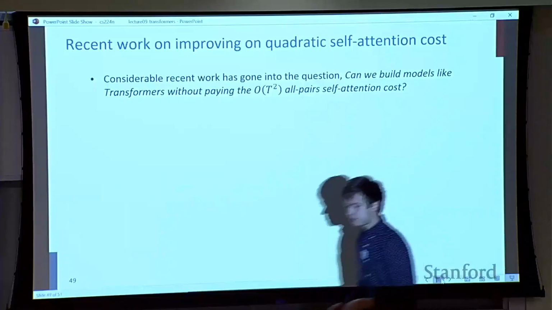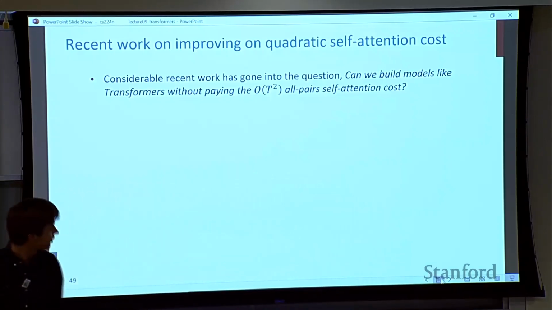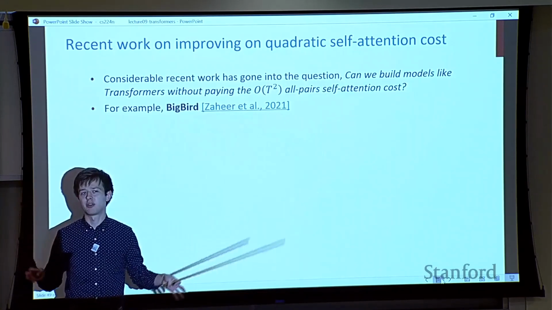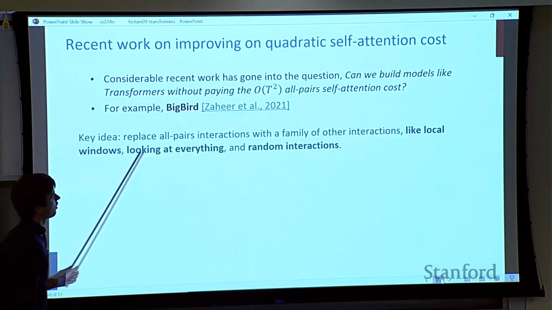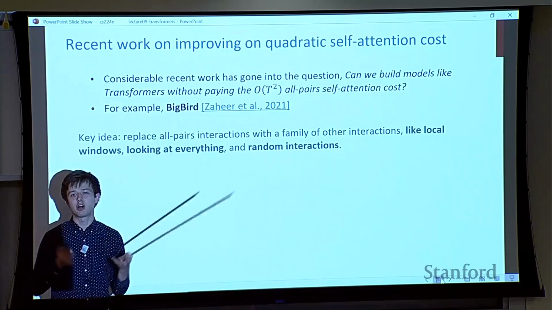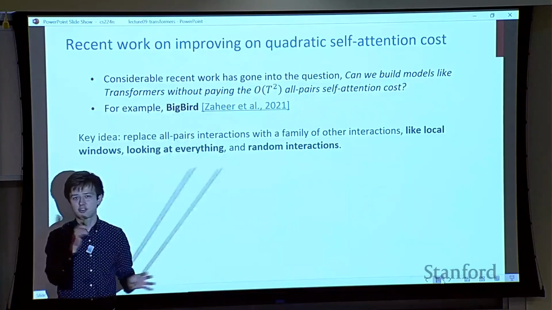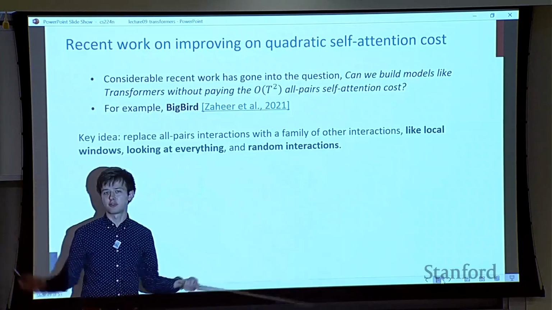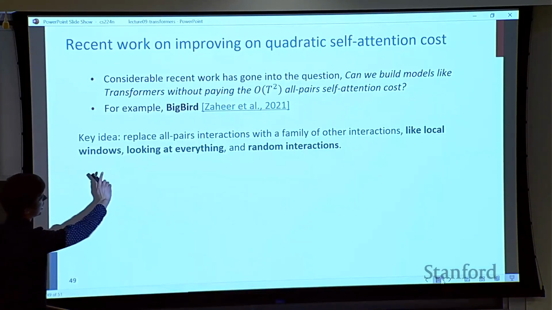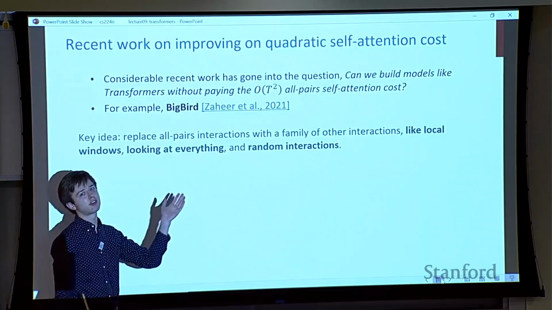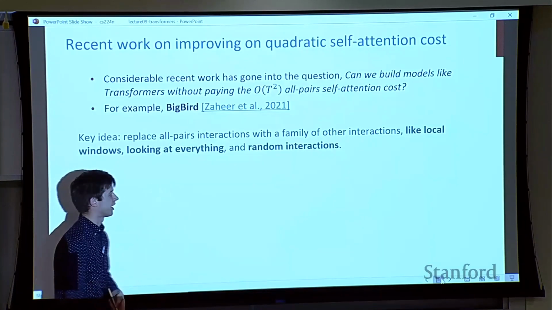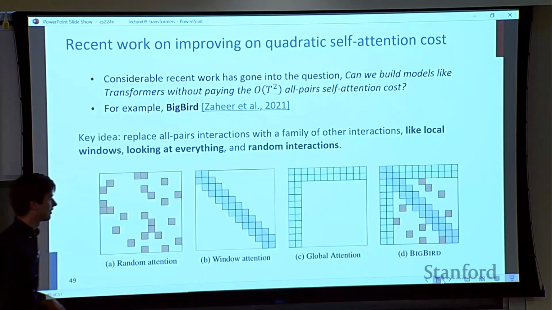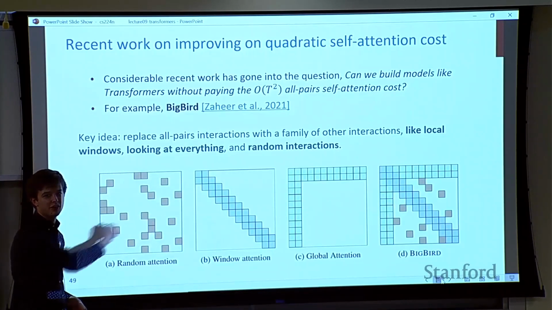A separate option has been to take a totally different approach to getting away without these all pairs interactions, which is the following. Do we need to even try to compute all pairs of interactions if we can do a bunch of other stuff that's more efficient to compute? Looking at local windows, we know that's useful, but not sufficient in some sense. Looking at everything: if you were to just take an average of vectors, you don't need to compute interactions for that. And if you look at random pairs, you don't need to take all that much time to compute that as well. And so what this paper did is they did all of them.